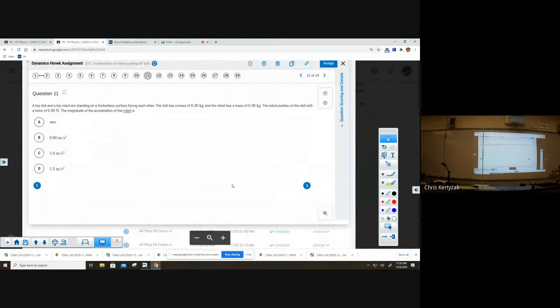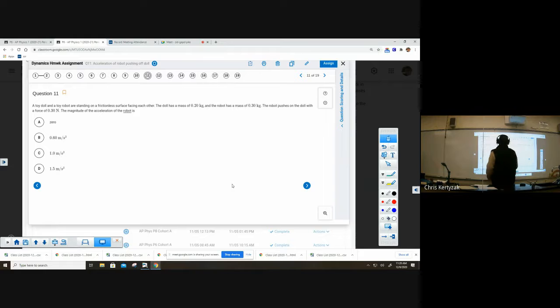A toy doll and a toy robot are standing on a frictionless surface facing each other. The doll has a mass of 0.2 kilograms and the robot has a mass of 0.3 kilograms. The robot pushes on the doll with a force of 0.3 newtons. What is the acceleration of the robot? This is a Newton's third law combined with Newton's second law.